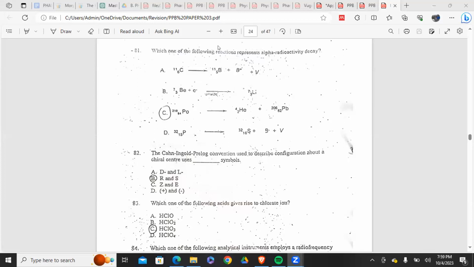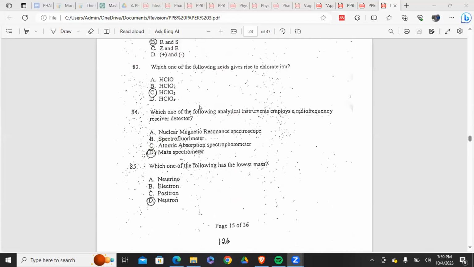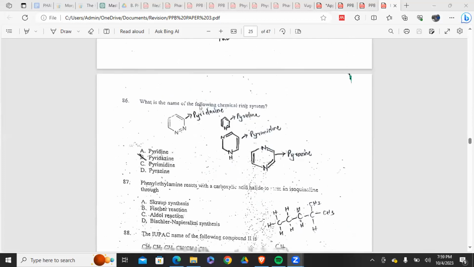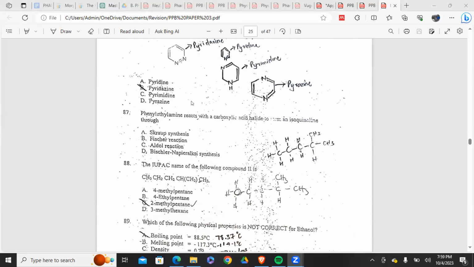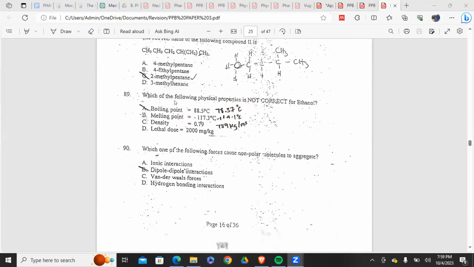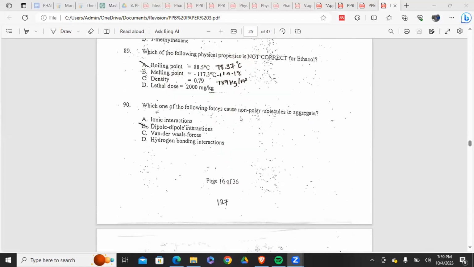Sasa una kitu ingine ya kutufunza leo? Let's see. Which one of the following forces causes nonpolar molecules to aggregate? Non-polar molecule.